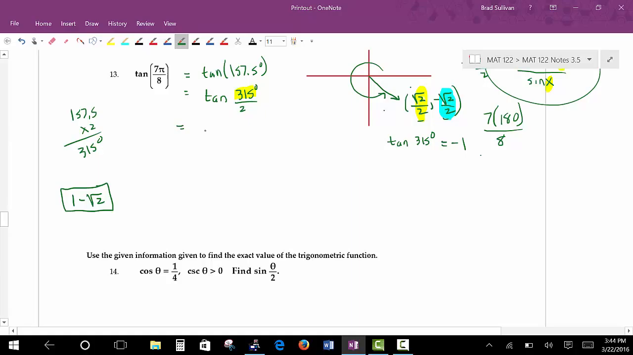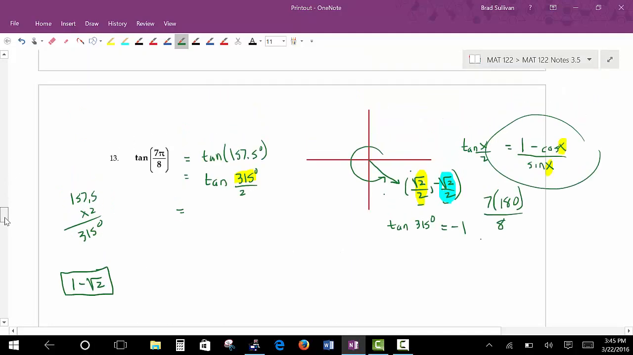Okay, so what we're going to do at this stage, remember what the identity says, is that this is going to be 1 minus cosine of 315 all over sine of 315, utilizing this identity right here. Okay, so the cosine is the x value that I got in yellow, so that's going to be 1 minus square root of 2 over 2.